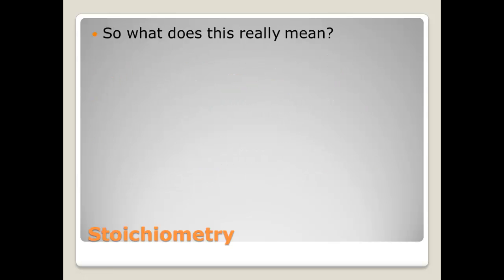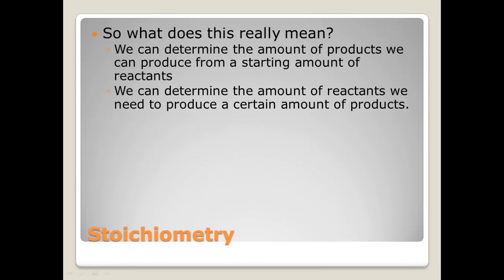So what does this really mean to us? Well, what it means is that we can determine the amount of products we can produce from a starting amount of reactants. So if I have a certain amount of reactants, I can create a certain amount of product. On the other hand, we can determine the amount of reactants we need to produce a certain amount of product.